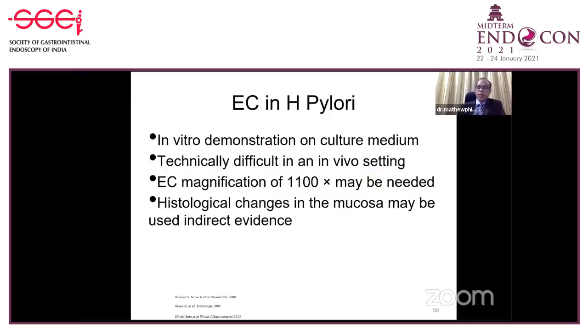What about H. pylori, Helicobacter pylori? Till now, we have no evidence that you can see H. pylori in vivo. But now people try to look at it on culture medium. They could find it in culture medium, but in vivo it was not found. But probably it is said that histological changes in the mucosa may be used as indirect evidence for this. Next slide.